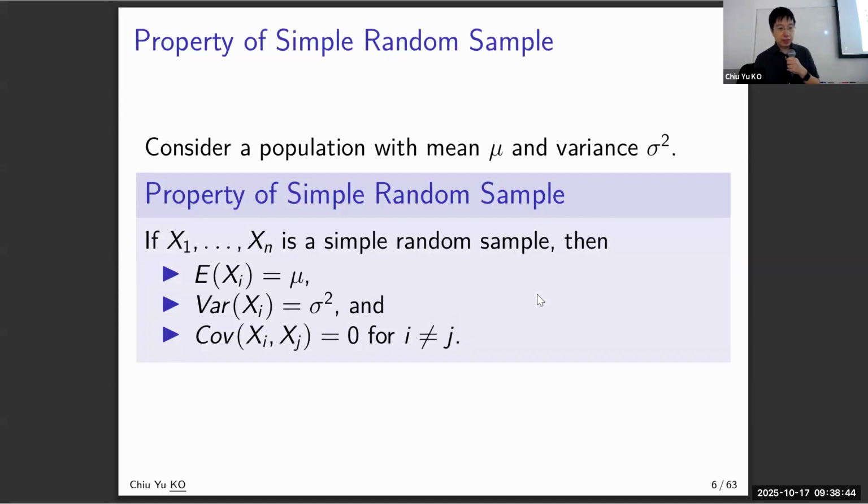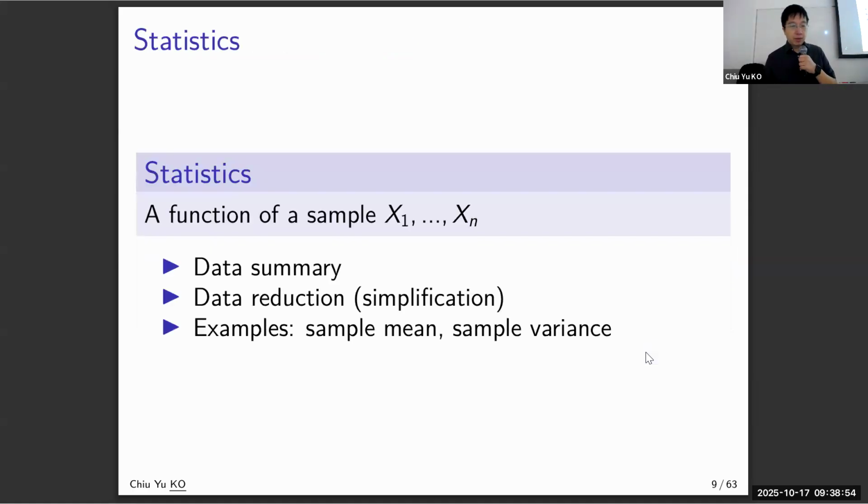And so in our class, we assume simple random sample, which means that they have the same mu, which is the same expectation, the same variance, and zero covariances. Okay, and we defined in the last class what is statistics, which is the meaning of this class, right? Statistical analysis for business decision, right?